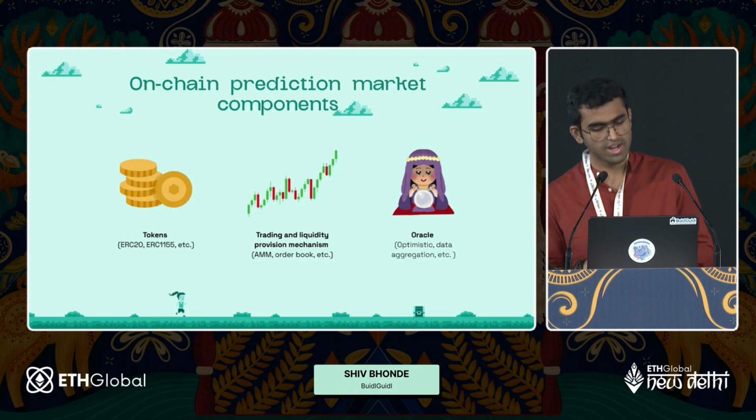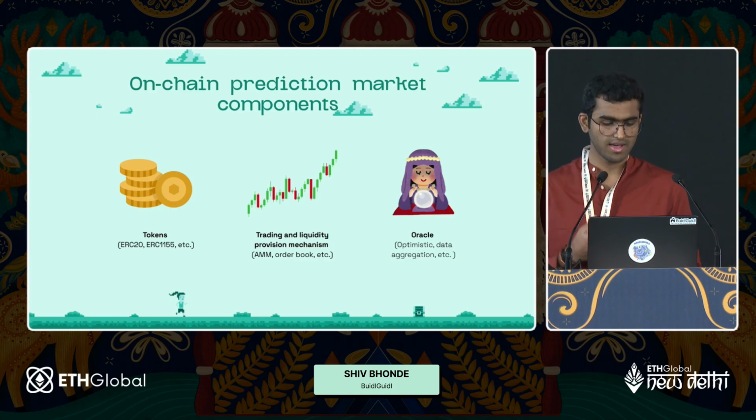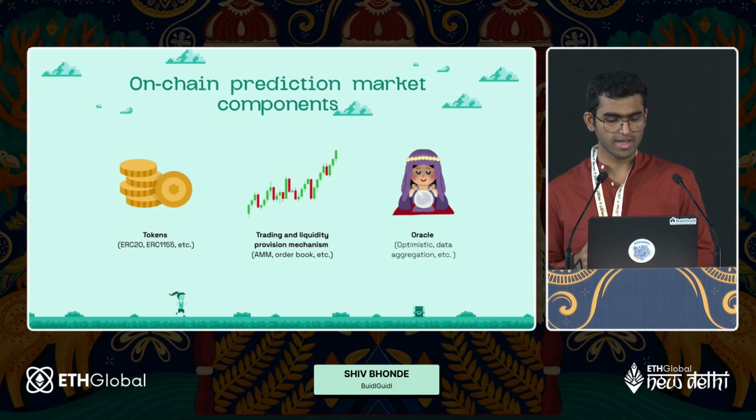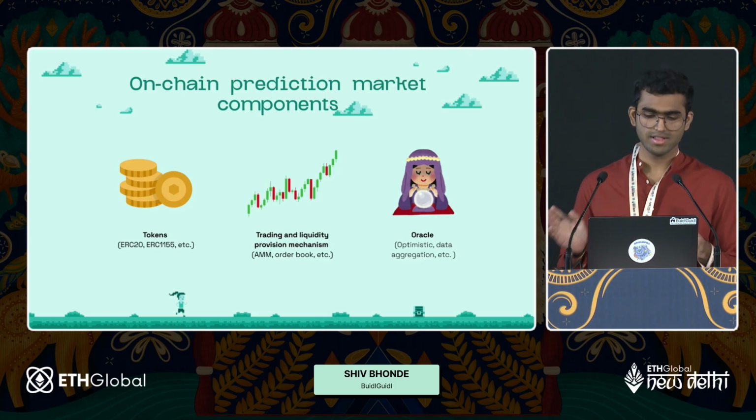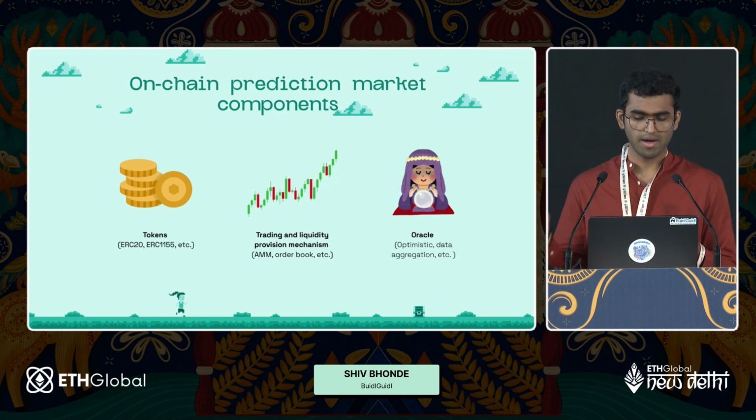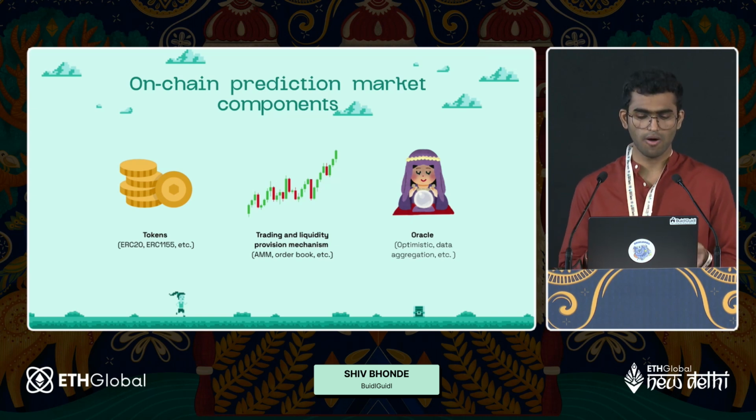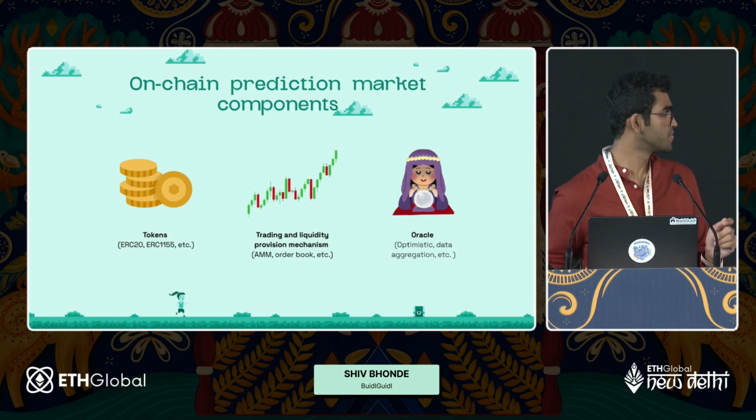Yeah, and another component of this prediction market is the liquidity. Like an automated market maker, where till the prediction market ends, people can trade tokens or swap these outcomes and earn profit.